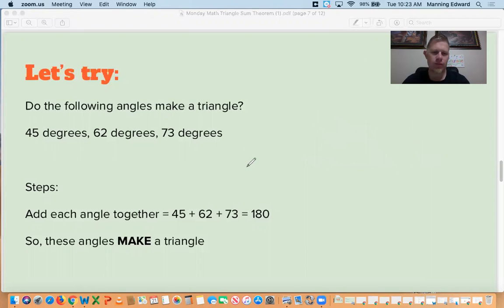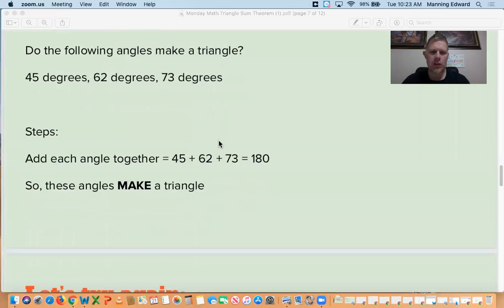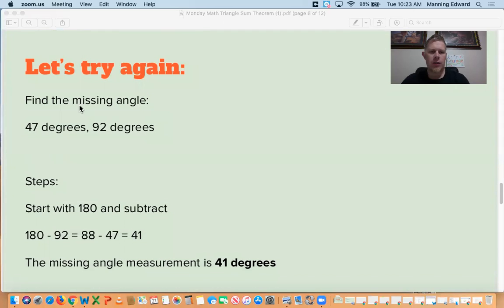All right, let's move on. So find the missing angle. So we got 47, 92. So just start with 180 and subtract. I take my 180 and subtract 92 from right here. Subtract 47. I get 41. So the missing angle is going to be 41 degrees.